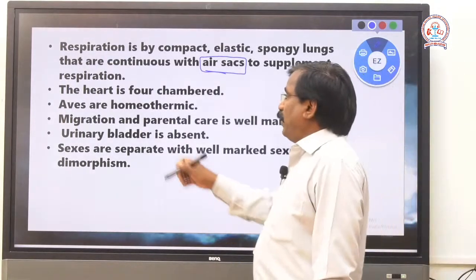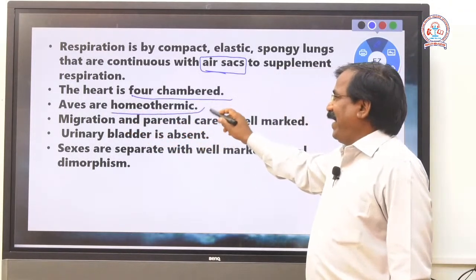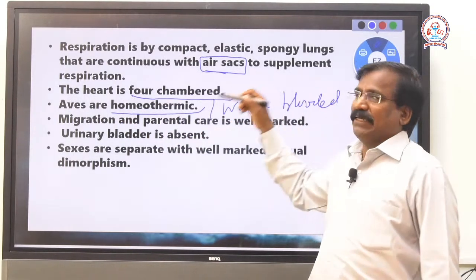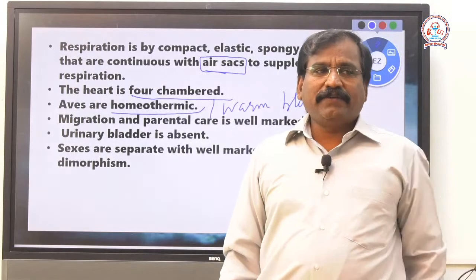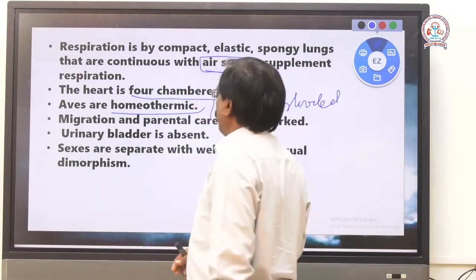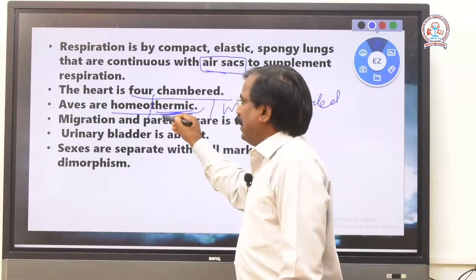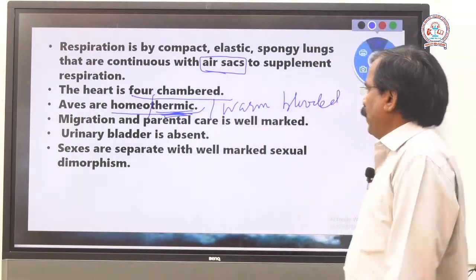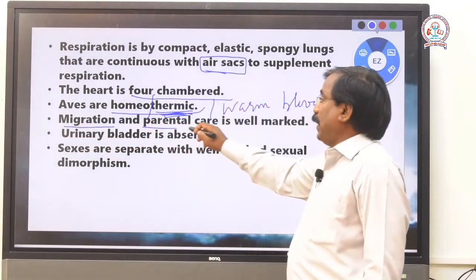The heart is four-chambered, perfectly four-chambered. Birds are homeothermic, or warm-blooded, meaning constant body temperature is maintained. Whatever the surroundings, the body maintains a constant temperature. Homeo means same, thermic means temperature, heat. Any increase or decrease is a problem, like fever. Migration and parental care are well developed.